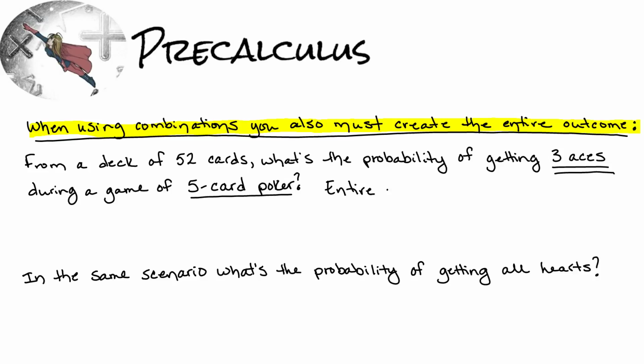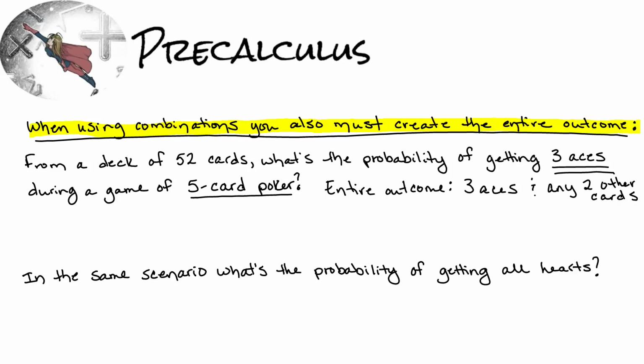The question only cares about the probability of you getting 3 aces. But here's the entire outcome. You're still getting 5 cards, so you're going to get 3 aces and any 2 other cards. And that factors into the probability. So that's what I mean about creating the entire outcome.